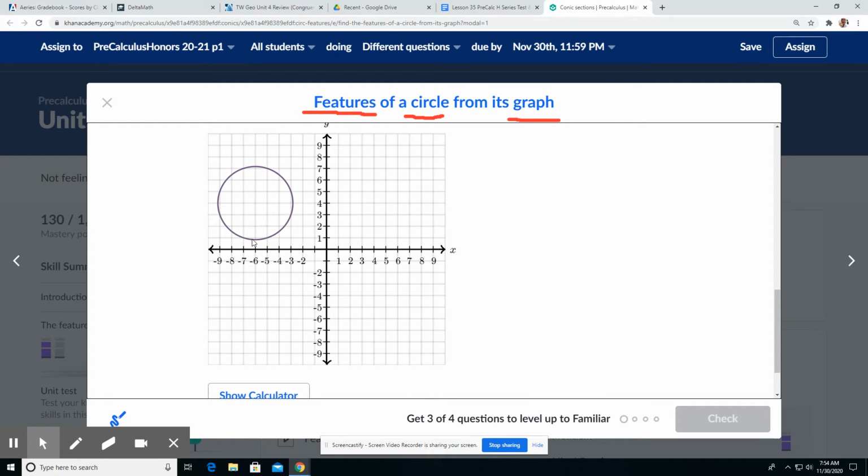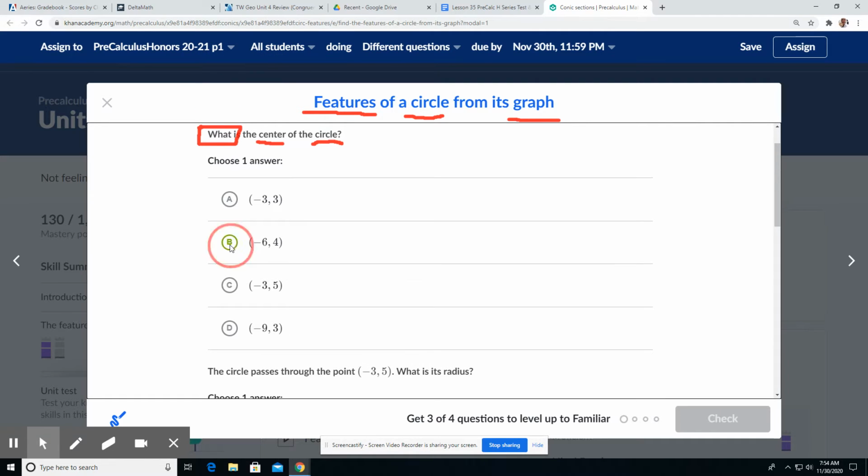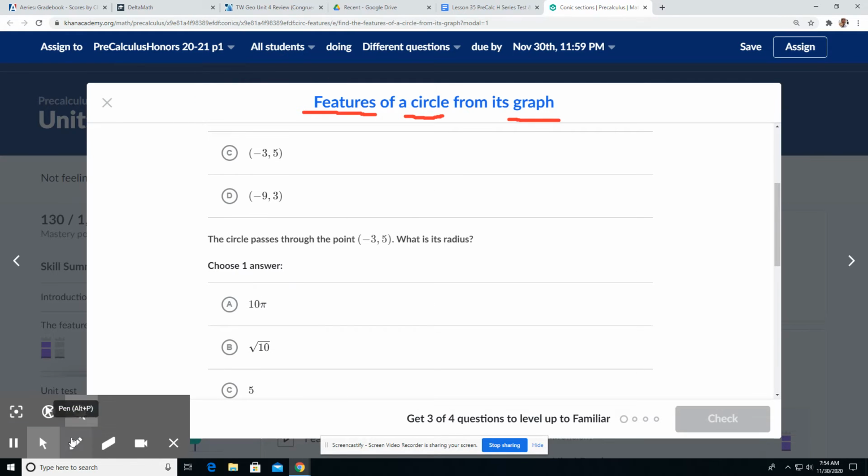That's at, we do x first, -6 and 4, (-6, 4). Is that one of our answers? Yes, it is, (-6, 4). All right. And then what is the radius? There, the circle passes through the point (-3, 5). What is the radius?